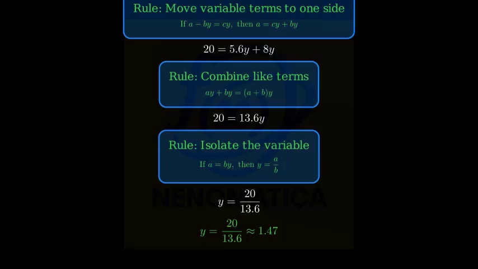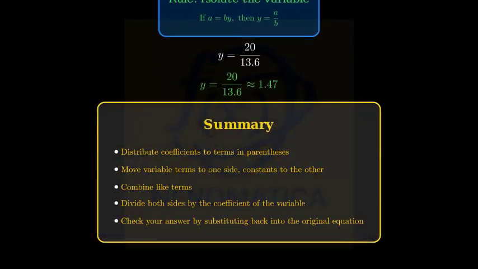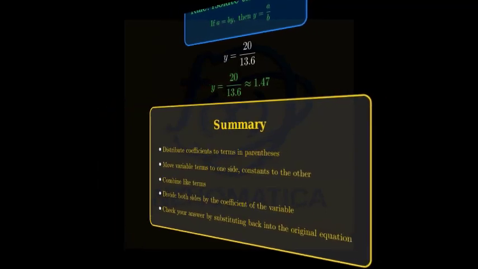Let's summarize what we've learned about solving linear equations. First, we distribute any coefficients to terms in parentheses. Then, we move all variable terms to one side and all constant terms to the other side. Next, we combine like terms. Finally, we divide both sides by the coefficient of the variable to find our answer. These steps will help you solve any linear equation.